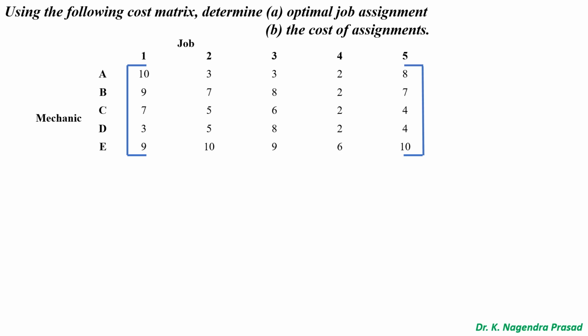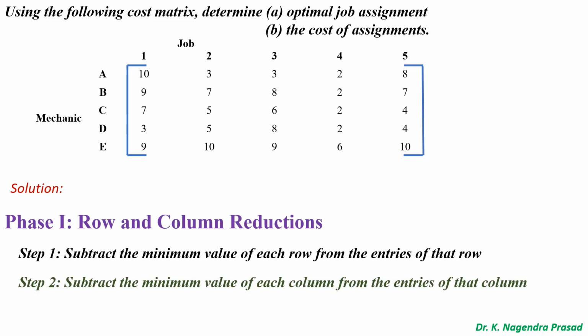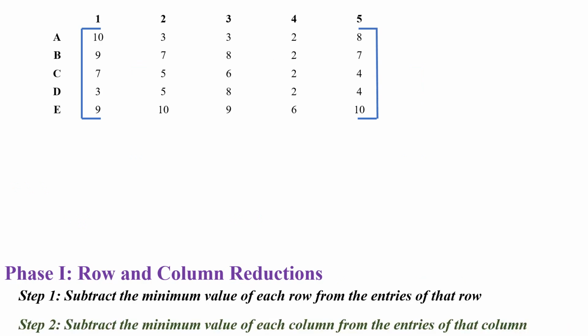Let's see the solution. In the Hungarian method, phase 1 is the row and column reductions. So in phase 1, the first step is to subtract the minimum value of each row from the entries of that row, and the second step is to subtract the minimum value of each column from the entries of that column. First we will go for the row reduction.